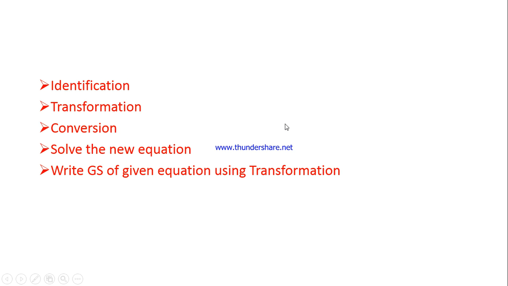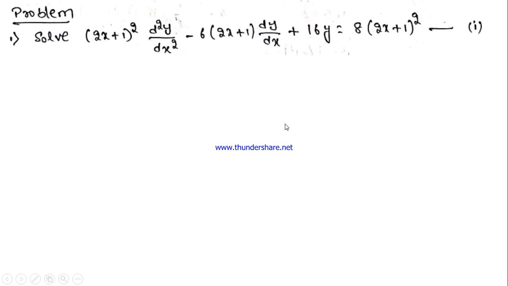Let me just look into these things through an example. Solve (2x+1) whole square d square y by dx square minus 6 (2x+1) dy by dx plus 16y equal to 8 times (2x+1) whole square. Observe this. Power is 2, order is 2, power is 1, order is 1, power is 0, order is 0.